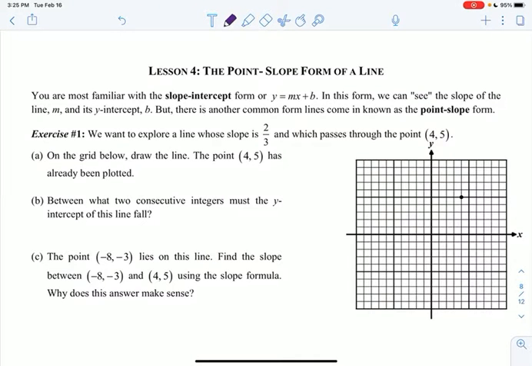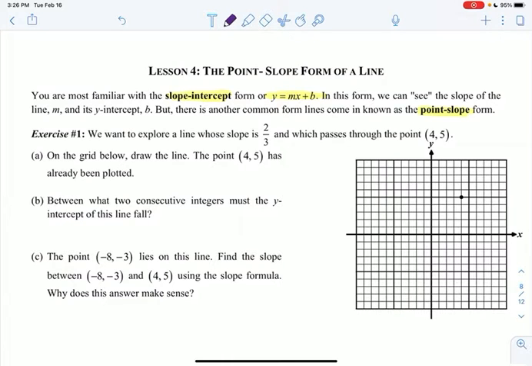Hi GOR, this is Unit 8, Lesson 4, and today we're going to talk about the point slope form of a line. So you guys are familiar with the slope intercept form. That's the one we were talking about yesterday, y equals mx plus b. And that's nice because we get to see the slope and we get to see the y-intercept, so it's helpful for graphing. But there's another common way that we can write the equation of a line, and that is the point slope form. And that's the one that we're generally going to use in geometry.